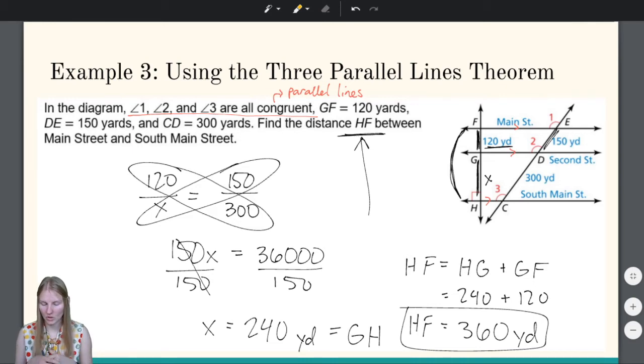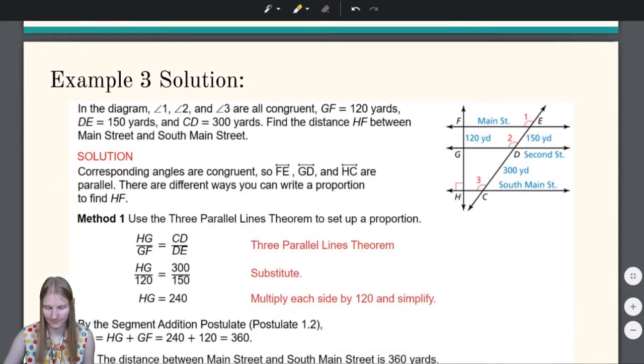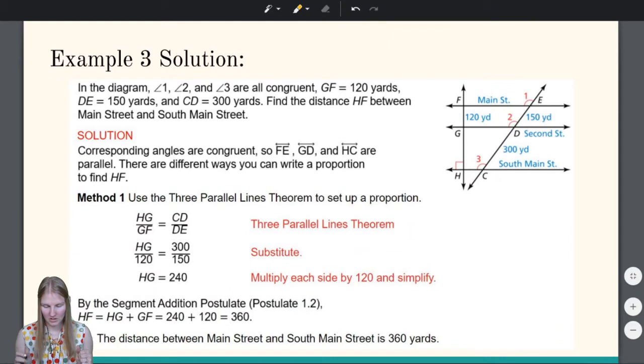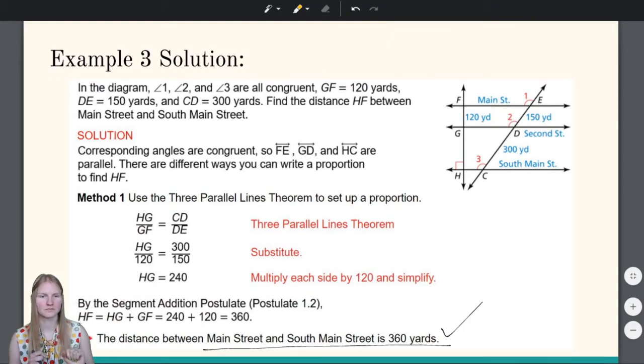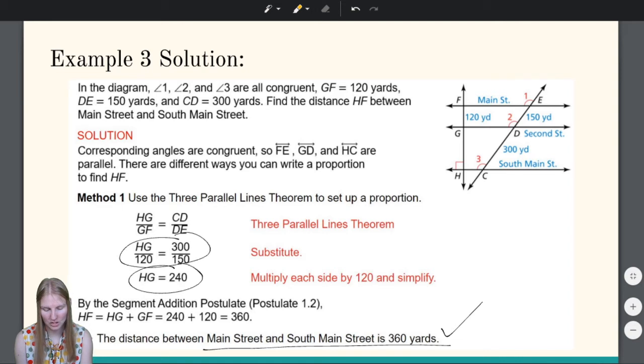Awesome. Cool. Let's check and see if we were correct. The distance between Main Street and South Main Street is 360 yards. Cool. So, method 1, use the Three Parallel Lines Theorem to set up a proportion. HG is 240. Add it to 120, get 360. That's exactly what we did.